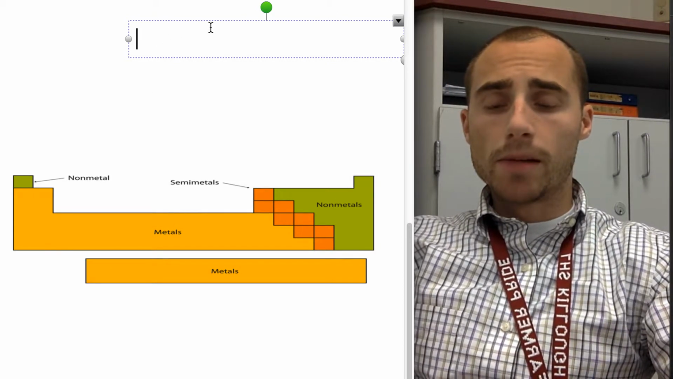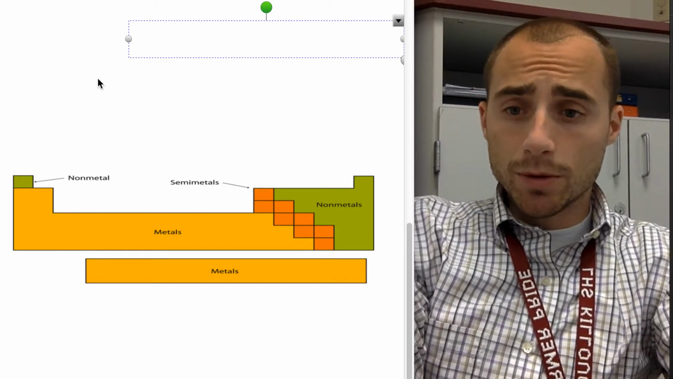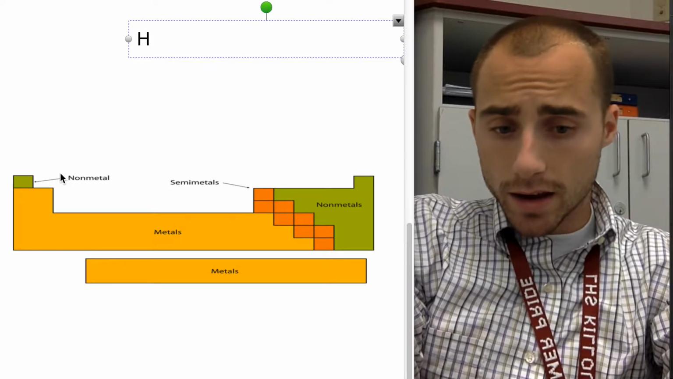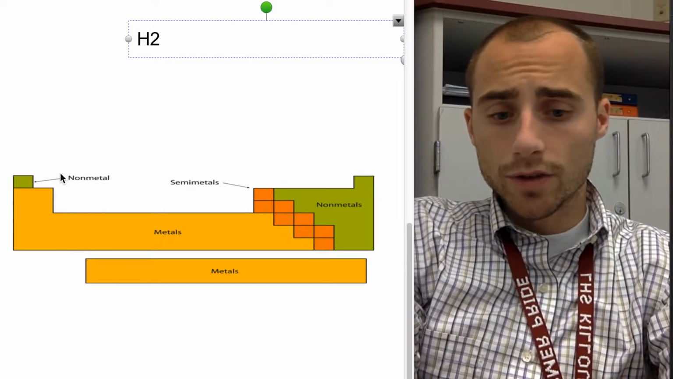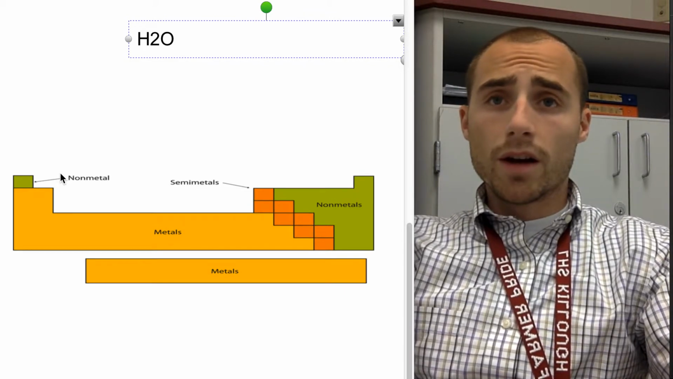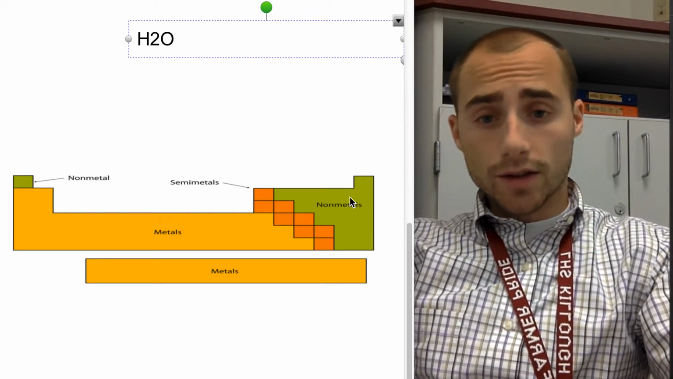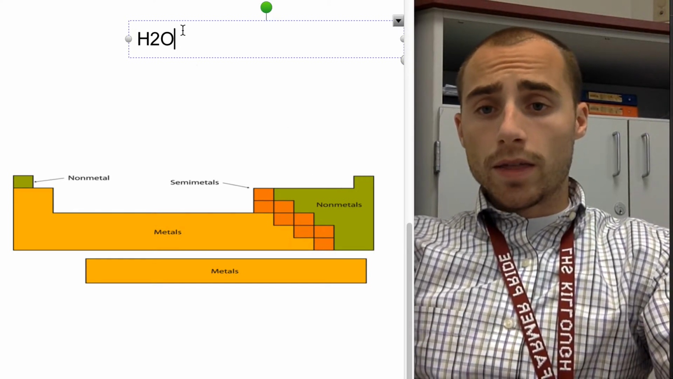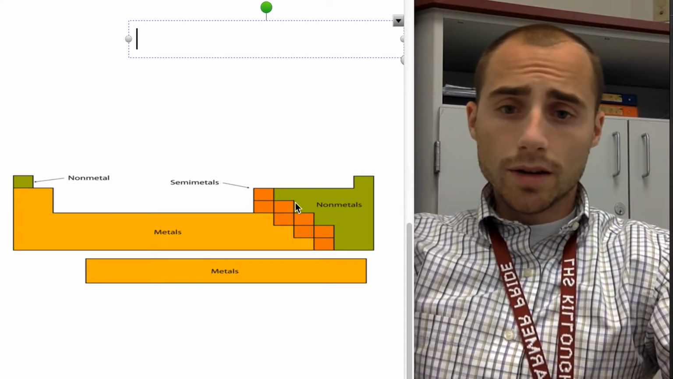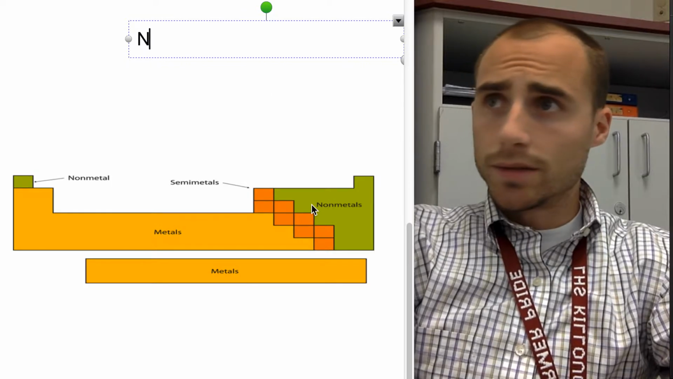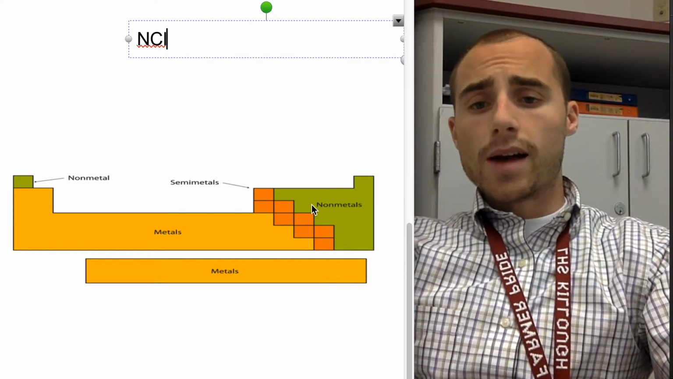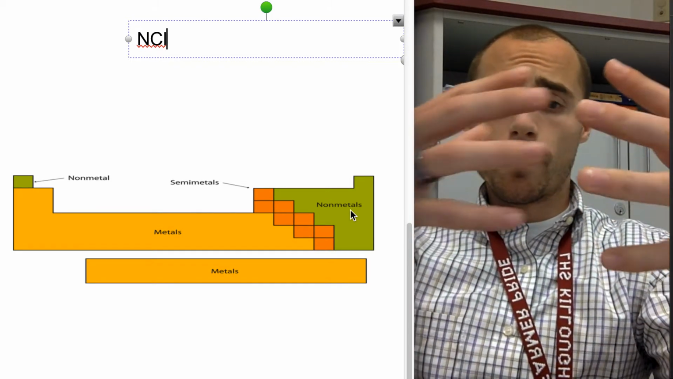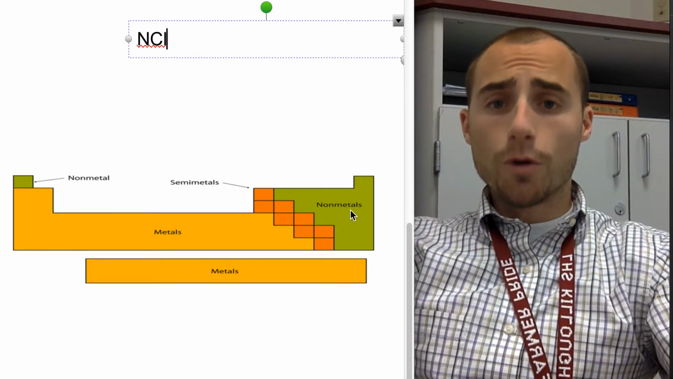Covalent compounds. Now it's happening between two nonmetals, like I said. So we could have hydrogen and oxygen bonded together. That would be H2O, and that would be a covalent compound. Why? Because hydrogen and oxygen are both nonmetals. Therefore, it would be a covalent compound. Another example would be if you bonded together nitrogen and chlorine. That would be a covalent compound because nitrogen's over here, chlorine is down here. Two nonmetals bonding together is a covalent compound.